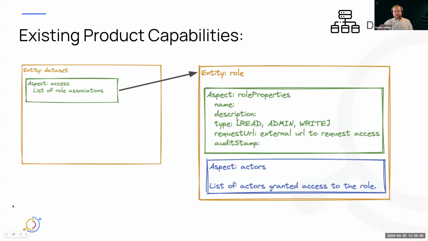And then we also have a list of the actors, the DataHub identities that have been granted access to that role. Go ahead, next.